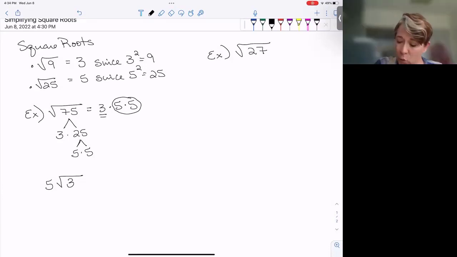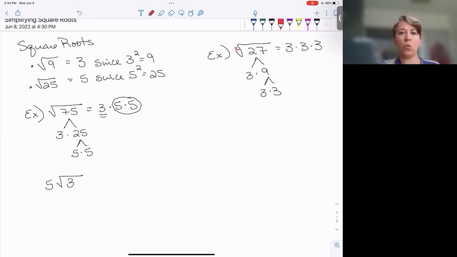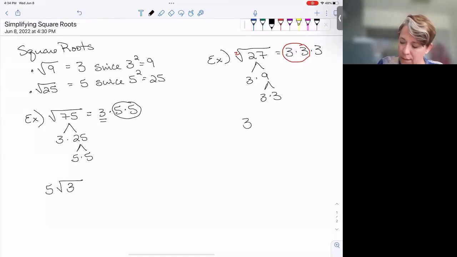If we were to break down 27, we would get 3 times 9 and 3 times 3. So we actually have three 3s here, which is awesome, but it's still a square root. The understood index here is a 2. So you only look for a pair. Well, I have a pair of 3s, which means one of those 3s can come out. But this 3 was not part of a pair, so that 3 has to stay in.